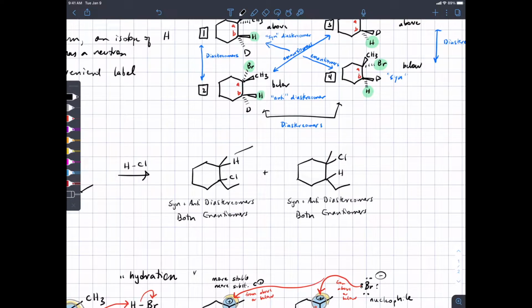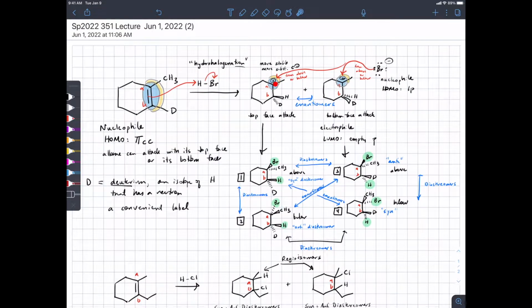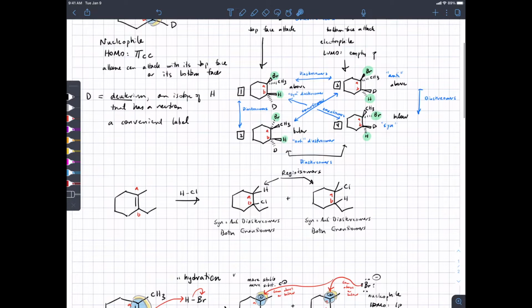So you would get, these two are regioisomers because in the one on the left, hydrogen's on the same carbon as the methyl group, whereas in the one on the right, hydrogen's on the same carbon as the ethyl group. These are carbons A and B. Do you see how these two regioisomers have different connectivity? And we can't predict which would be better because the intermediate, the carbocation, is going to be of similar stability, whether that positive charge is on tertiary carbon A or on tertiary carbon B.